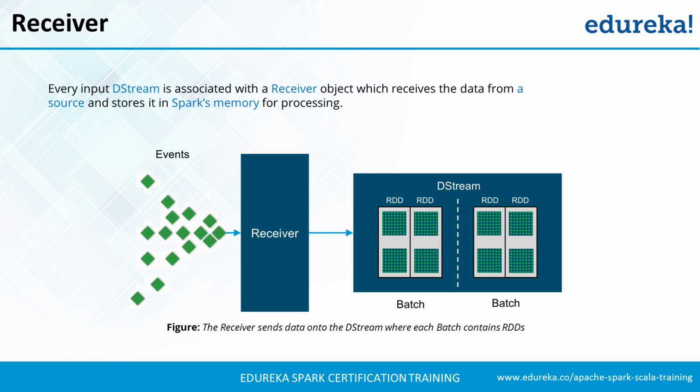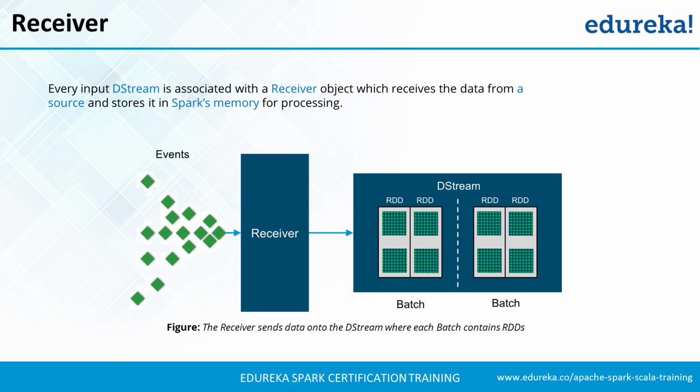Now what we are going to see here. If you notice, there are some events occurring. They go to your receiver, and then in the DStream RDDs are getting created and we are performing some steps on it. So the receiver sends the data into the DStream where each batch is going to contain an RDD. This is what the receiver is doing here.